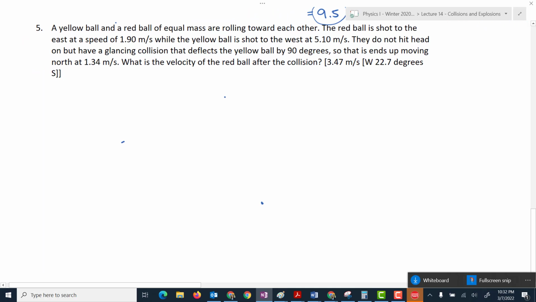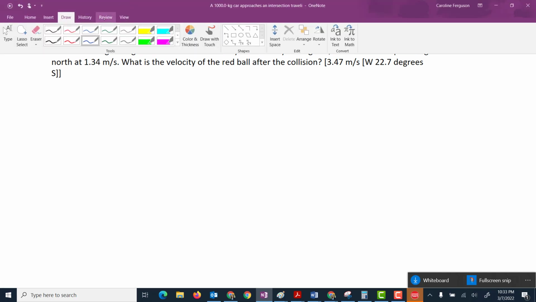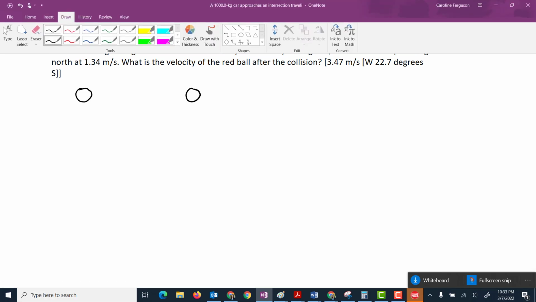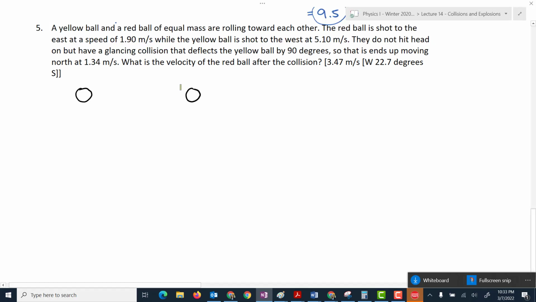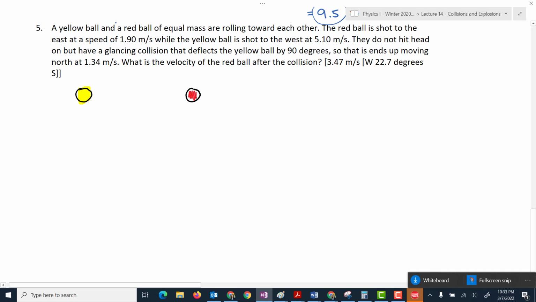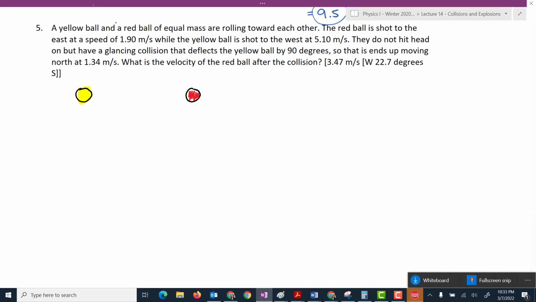Okay, a yellow ball and a red ball of equal mass are rolling towards each other. Okay, maybe we'll do a little picture. Yellow ball and red ball. Maybe I'll use some colors. So here's my yellow ball. Other one, red ball. Okay, so they're moving towards each other.